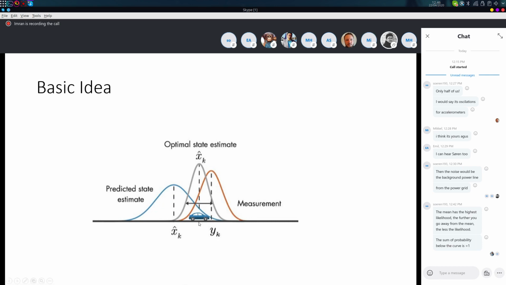So this is the idea of the Kalman filter, basically trying to merge different sources of information. You believe in your model and you believe in your sensors, and then you try to combine both pieces of information in order to get a really good estimate. Okay.